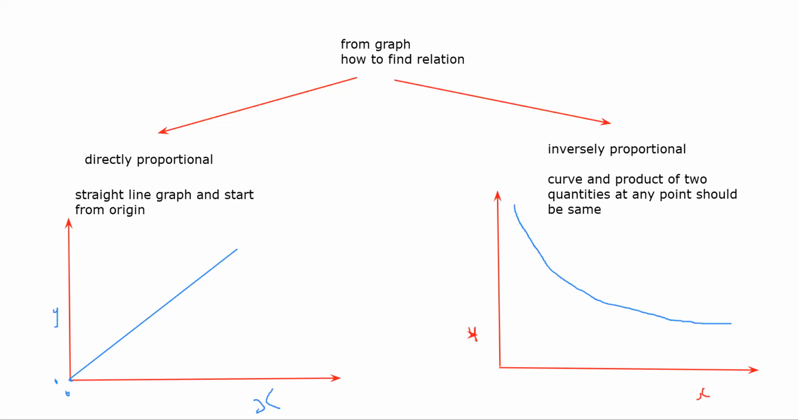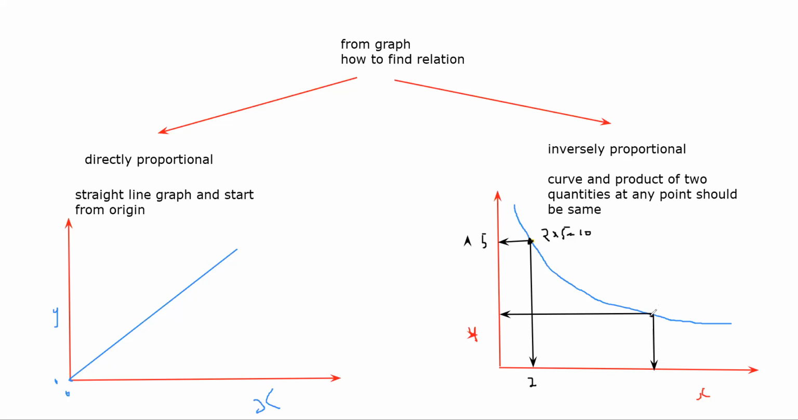That means if I take any two points, for example, I take this as a first point and this as a second point, the product of the two quantities at any point should be the same. I will find the value of x and the value of y, and in the same way I will find them for the second point. When I multiply these values, I should get the same answer. For example, this was 2 and this is 5. So 2 multiplied by 5, I will get 10.